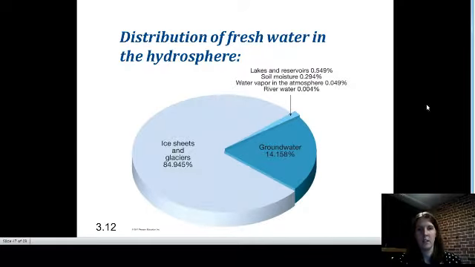This just shows you the distribution of freshwater between groundwater, ice sheets, and lakes. So groundwater is actually the largest portion of water currently available for human consumption.